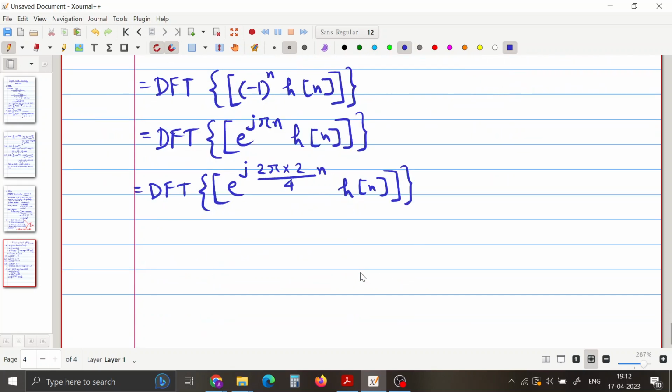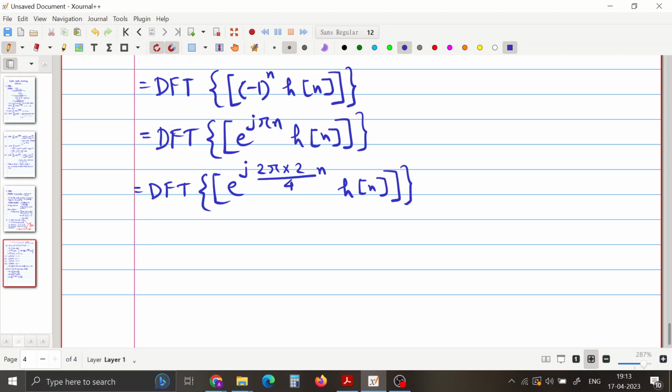Now you see, this is in a form where we can use the property of DFT. Particularly which property? When we have a multiplication by a complex exponential in the time domain, we can take its DFT, and the relation will actually shift the DFT. That's it. So it's just the opposite of what was happening in the previous part of this question, right?